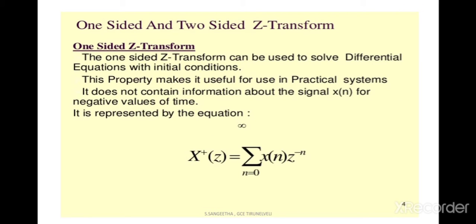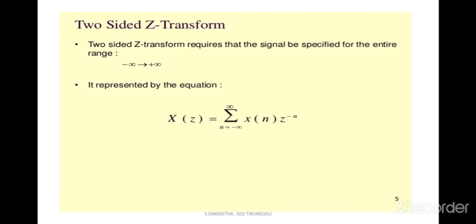Here are the one-sided and two-sided Z transforms. Normally the one-sided Z transform can be used to solve differential equations with initial conditions. This property makes it useful in practical systems. It does not contain information about the signal x of n for negative values of time. It is represented by the equation x of z is equal to summation of n is equal to 0 to infinity x of n z to the power minus n.